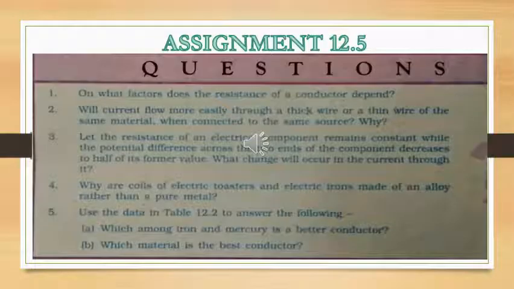Dear students, today we have seen the factors on which the resistance of a conductor depends. On that, here is a small assignment for you. Use your understanding and try to solve all the questions and write the answers in your book.